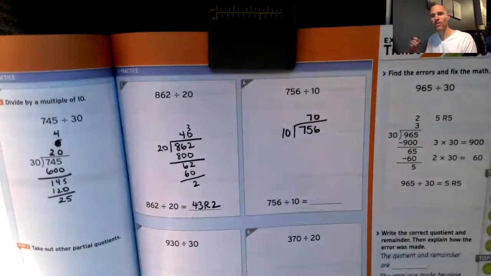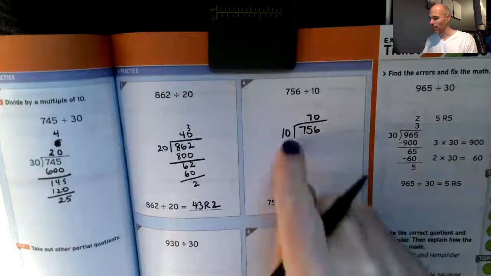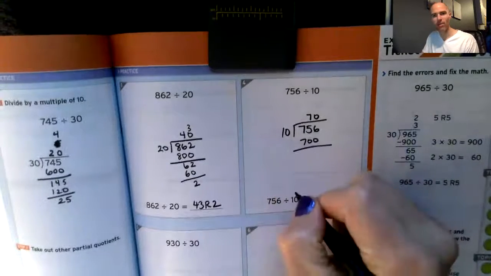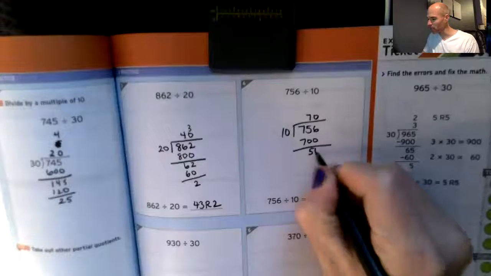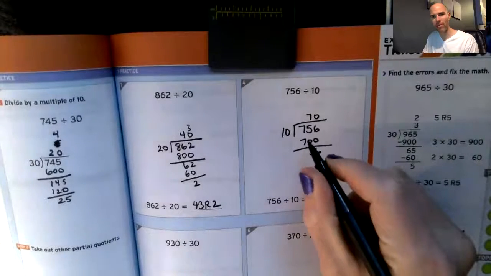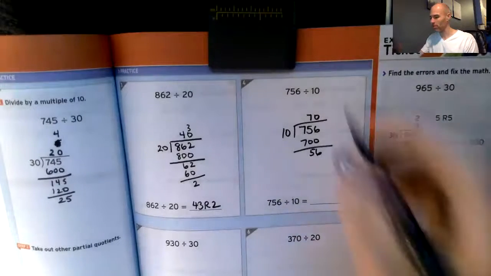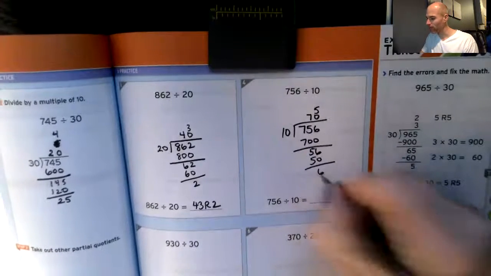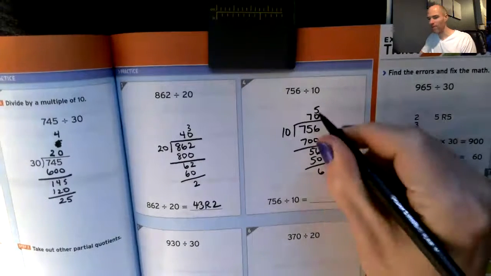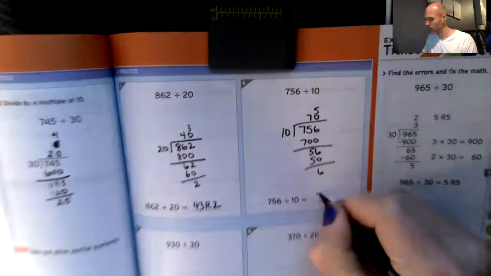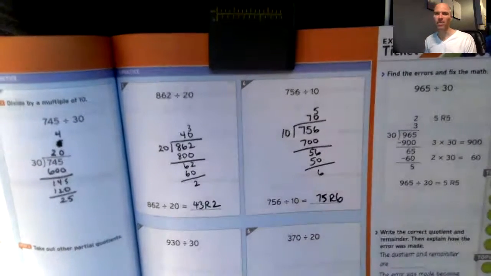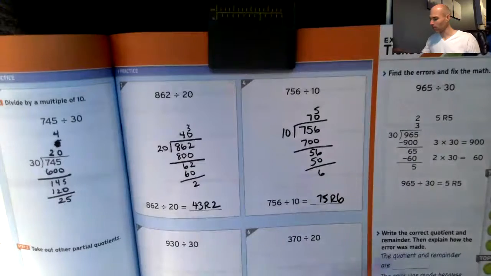All right, so I'm pulling 70 sets of 10 out of this 756, and 10 times 70 is 700. So we've divided 700 out so far, and we're left with this 56 we still need to divide by 10, and 10 can go into 55 whole times. And we're left with 6. So our answer is going to be this 70 plus this 5, with remainder 6. Dividing by 10 is pretty easy. The other ones are going to be a little bit harder.